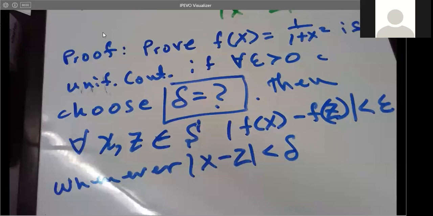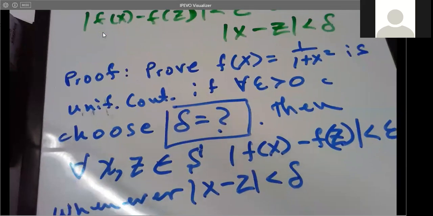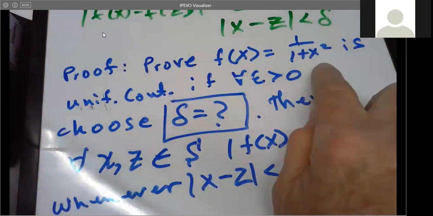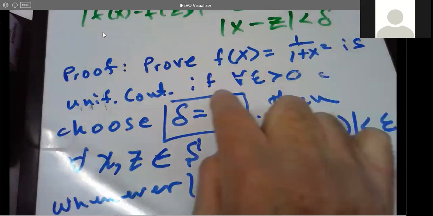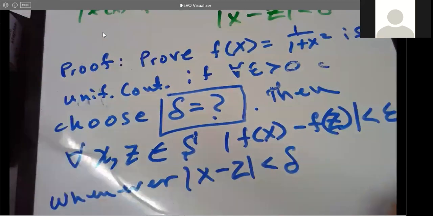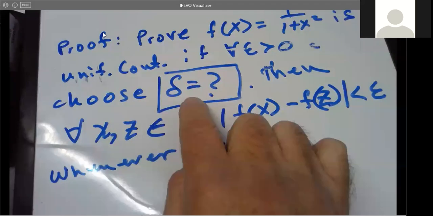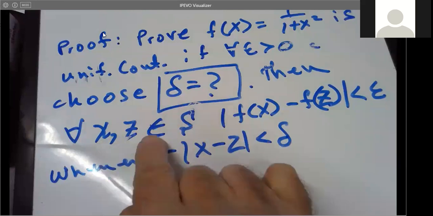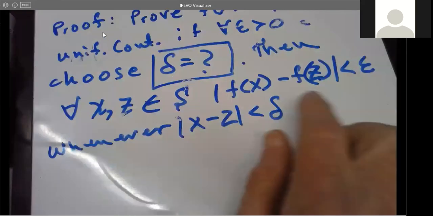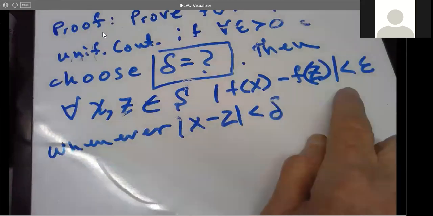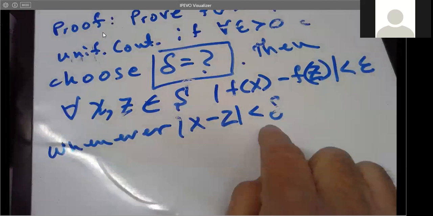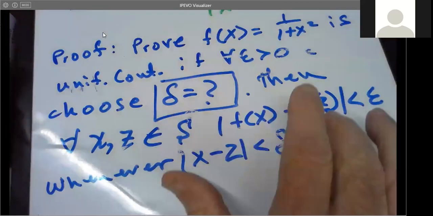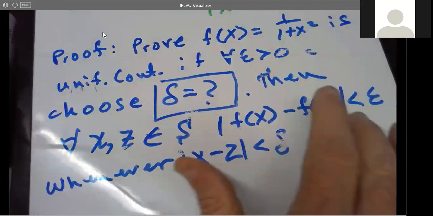Okay, so this is what we've got so far. We've got the proof. We want to prove that f of x equals 1 over 1 plus x squared is uniformly continuous. For all epsilon greater than 0, we choose a delta, but we've got to figure out what that is first. Then for all x and z that are elements in set S, the absolute value of f of x minus f of z is less than epsilon whenever the absolute value of x minus z is less than delta. So this proof part is kind of like boilerplate. You're going to see basically the same thing over and over again.